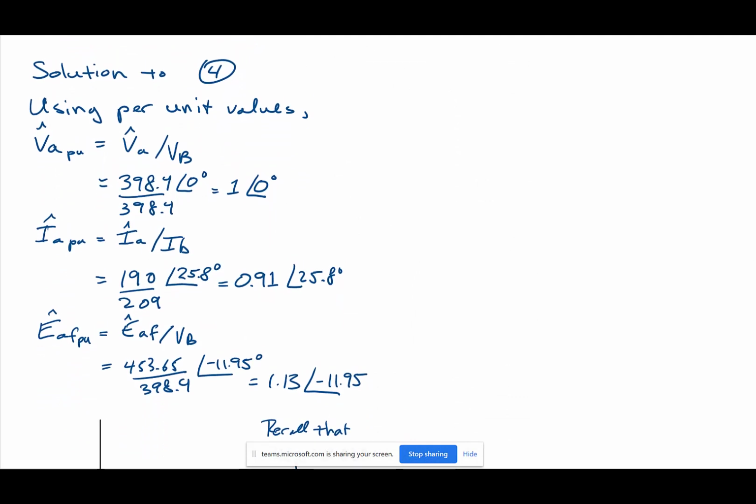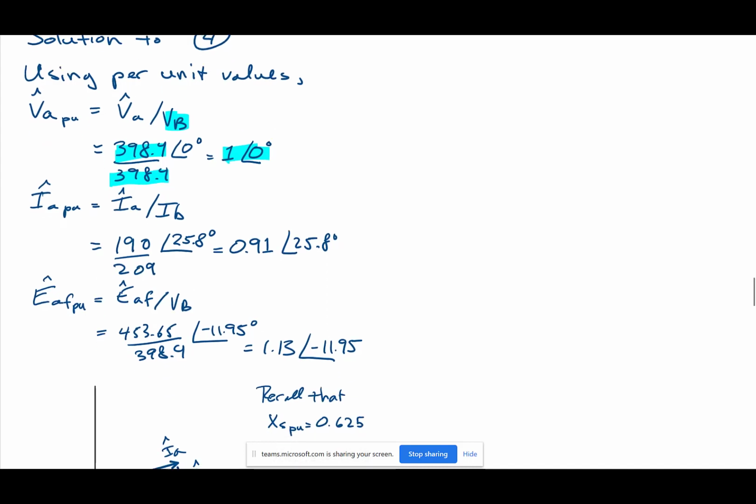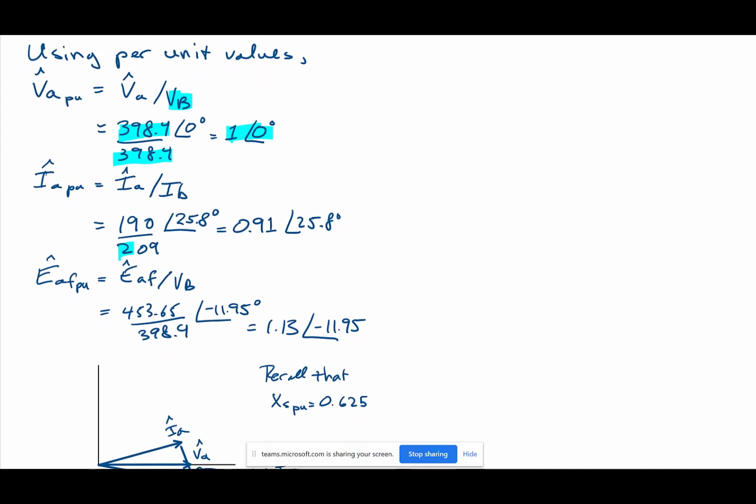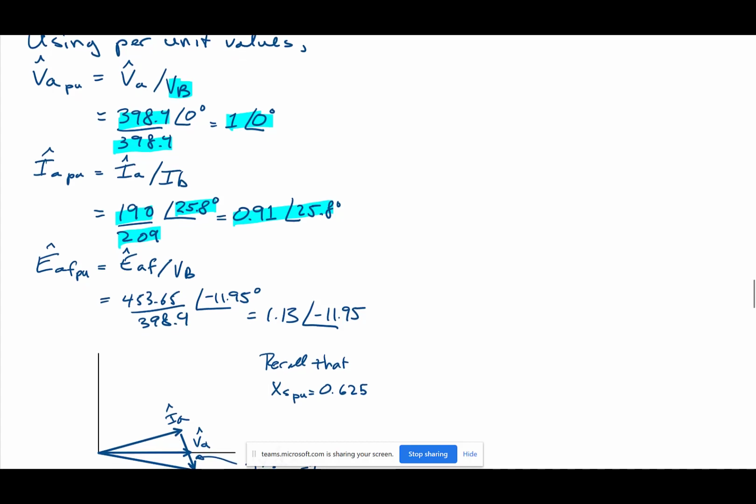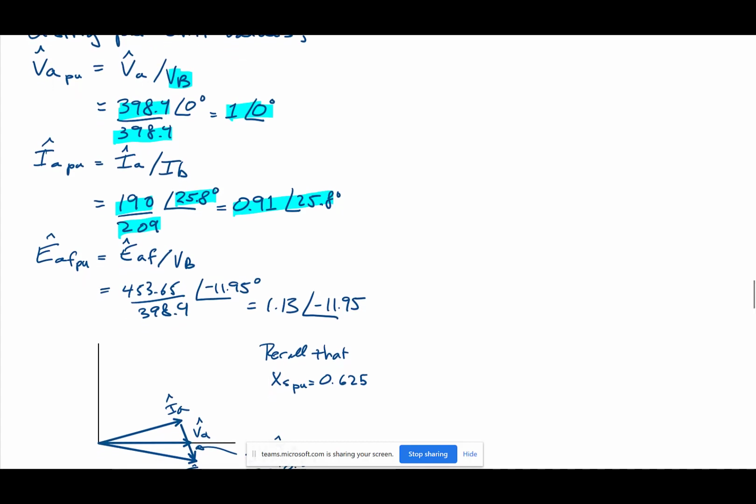So we provided a base. The base is the line to neutral nominal or rated voltage, 398.4. We're operating at that voltage, so this is a 1, and it's at 0 degrees, so it's really just 1. The base current was 209. We're operating at 190. We've got a 25.8 degree angle, so it's 0.91, 25.8 degrees.